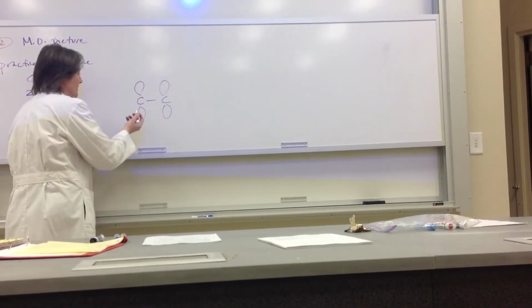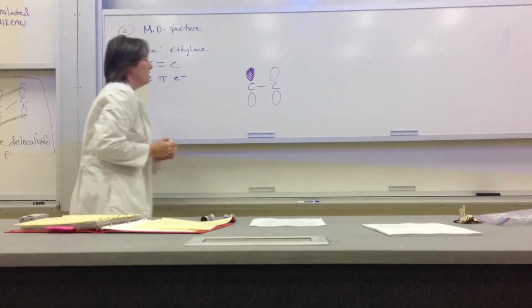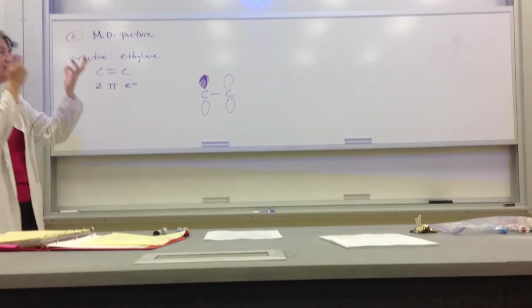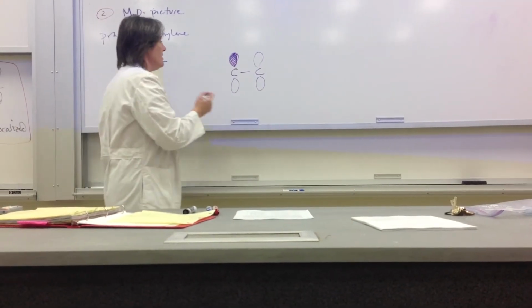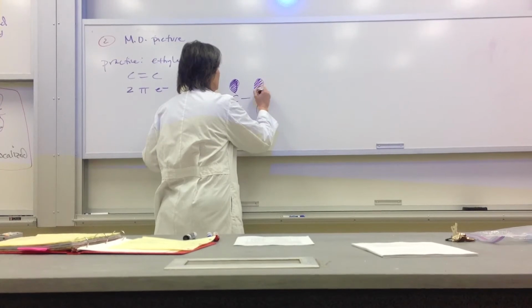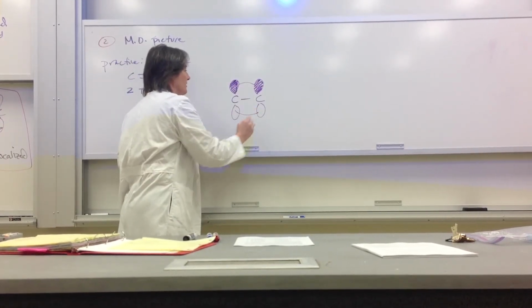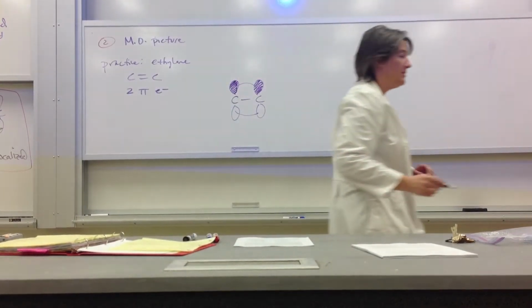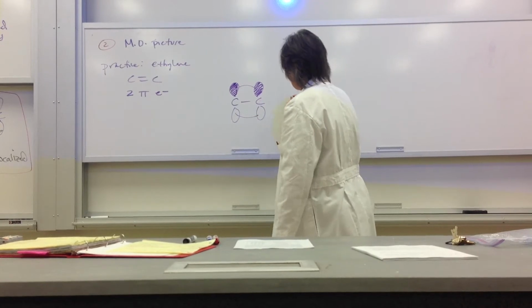So I am going to take this lobe, and I'm going to shade the top. Now, it's going to interact with this lobe over here. And I'm going to draw it like that. So I have interaction there and interaction there. The way I've drawn it right here, this is a pi bond.